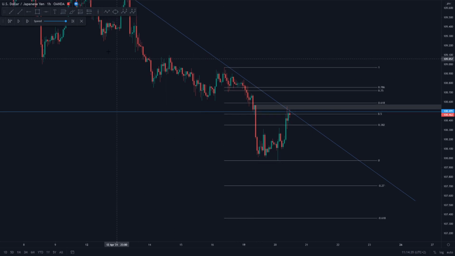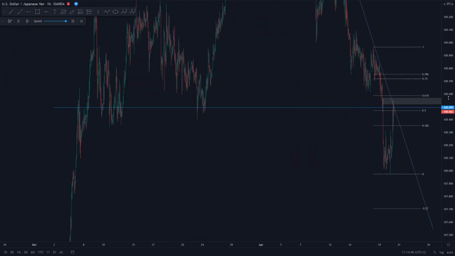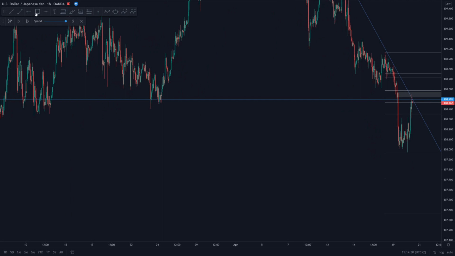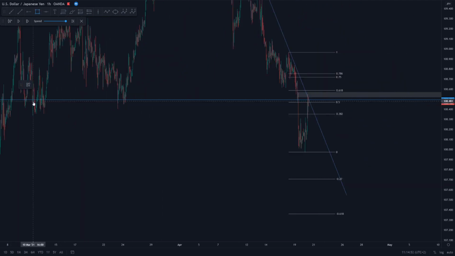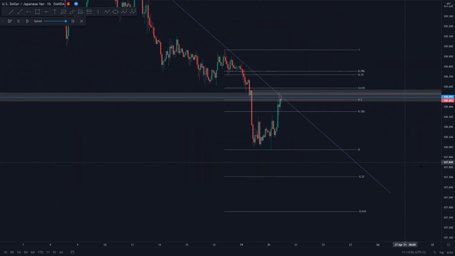So is there a Fibonacci aligning together with the 0.5, 0.618, 0.786, or the 0.382? Well, in this instance, the 0.5 Fibonacci level aligned perfectly with my 4-hour area of interest. So what I then did was I extended my 4-hour area of interest and drew on my 1-hour zone.